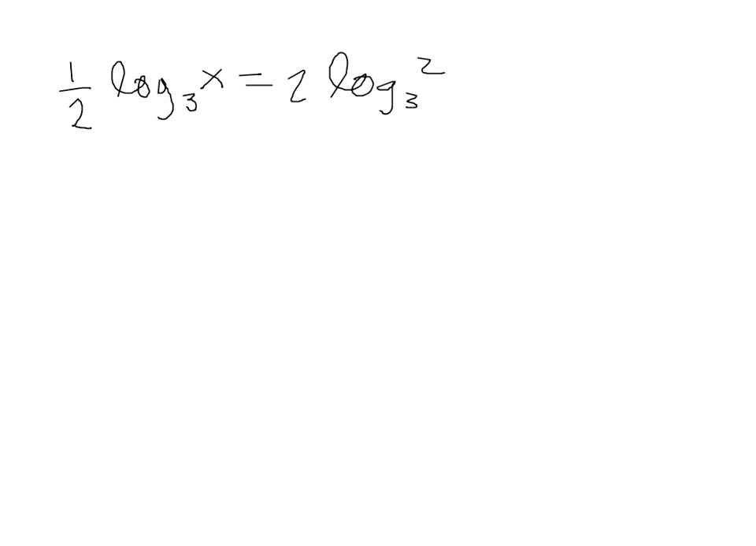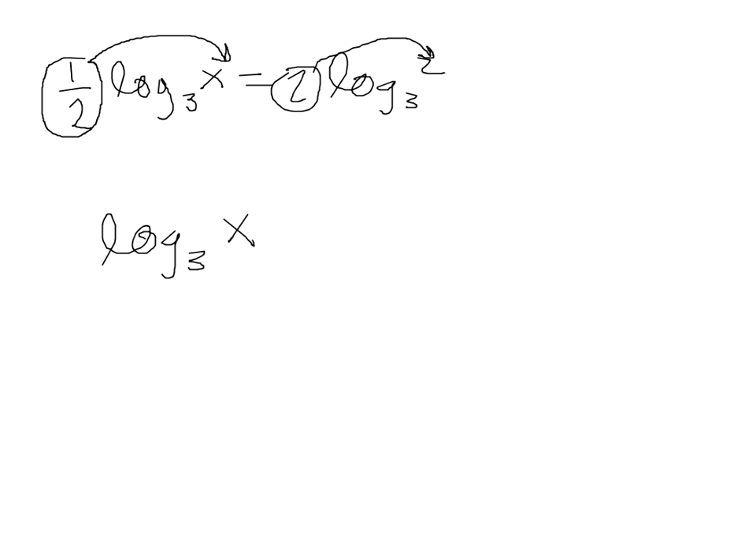So before we can do anything, what we need to do is get any coefficients up into the exponent spot. In some of the other videos, we took exponents out of the exponent spot and put them down in front, and here we're putting them back. So we get log base 3 of x to the 1/2 equals log base 3 of 2 squared.